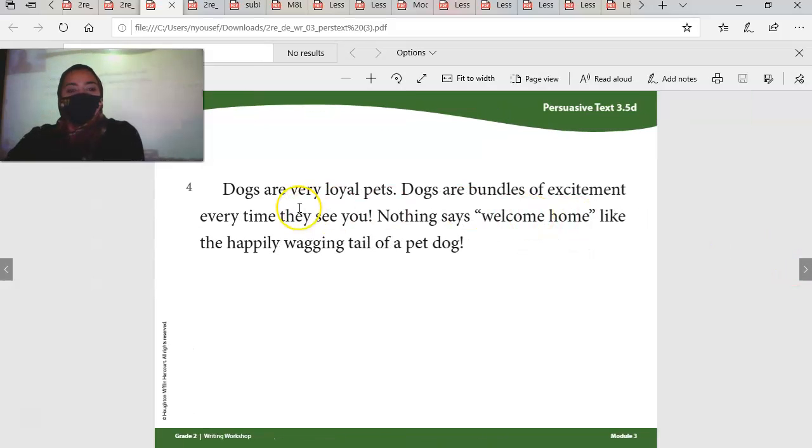Dogs are very loyal pets. Now, this is his opinion. He thinks they're loyal. Dogs are bundles of excitement. Every time they see you, "nothing says welcome home like the happily wagging tail of a pet." Look, he's even included quotation marks in his. Wow, I really like that. Why do you think he put quotation marks over "welcome home," Destin? No. Who's saying "welcome home," Rena?